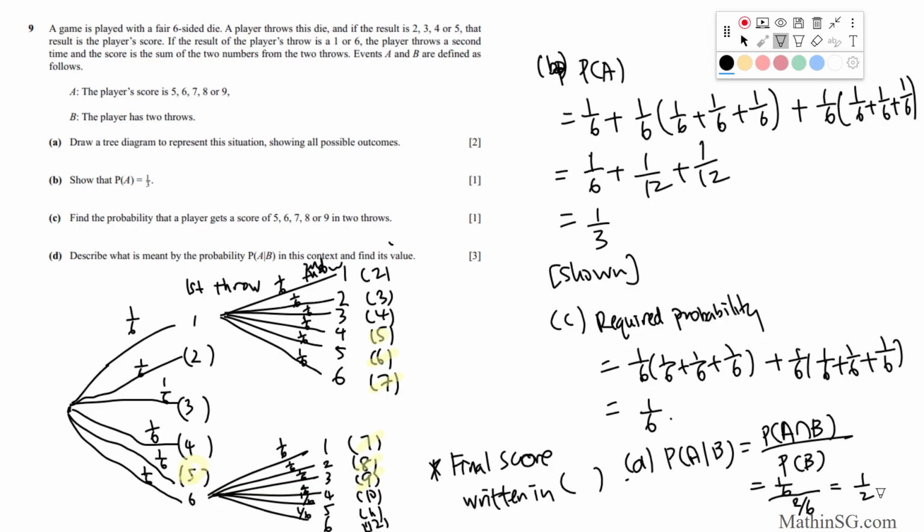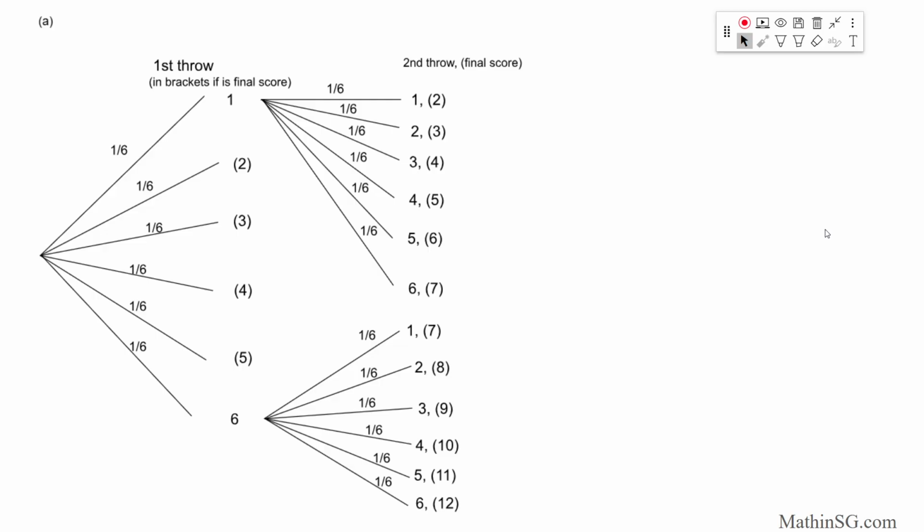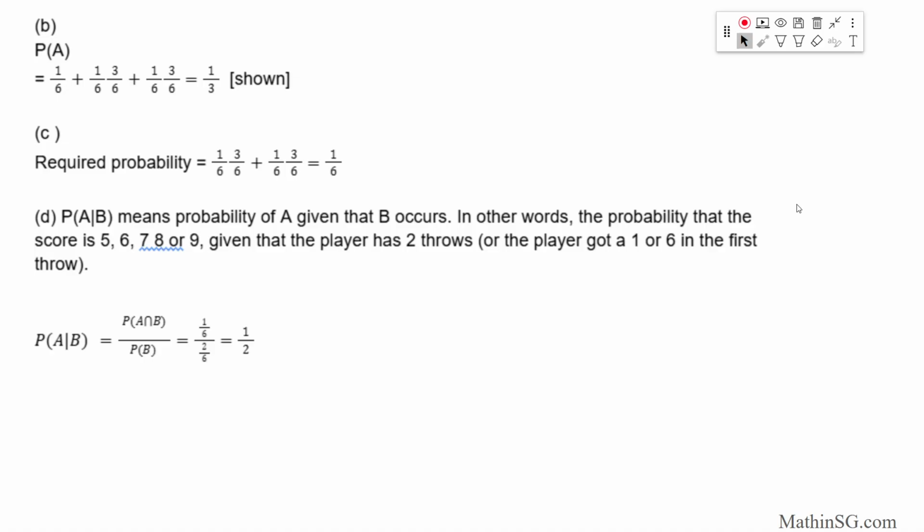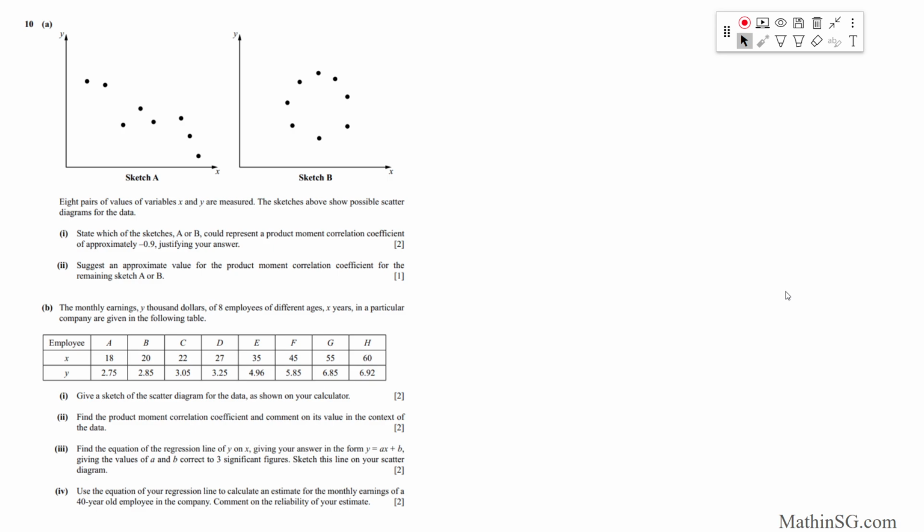All right. So here you are, a summary of all the results. Okay, this is for part A, and this is for the rest of it. Now let's move on to question 10. Question 10 is a correlation and linear regression question.